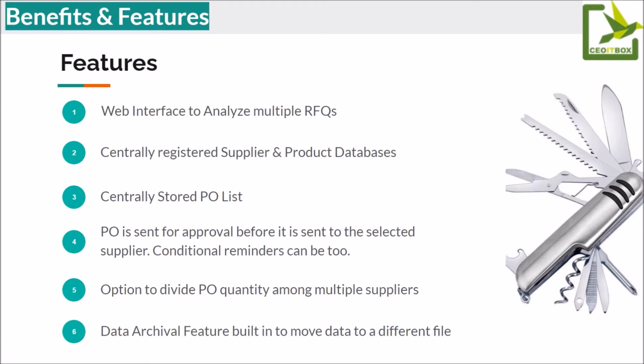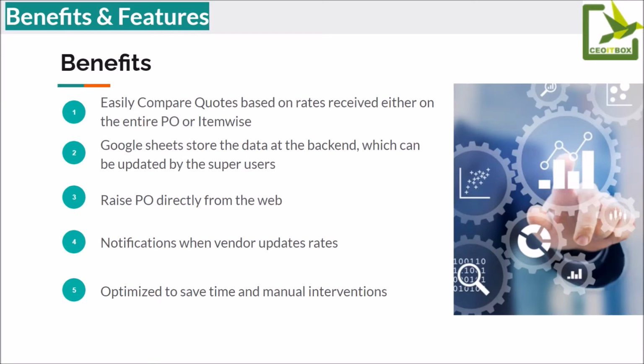This is password protected. Also, at this stage, you will be able to reject a particular PO so that it has to be re-evaluated. We also have the option to divide PO quantity among multiple suppliers. And the beauty of this entire system is once an RFQ is completed, it can actually be moved to a different file using our archival mechanism, which we'll be talking about in a bit.